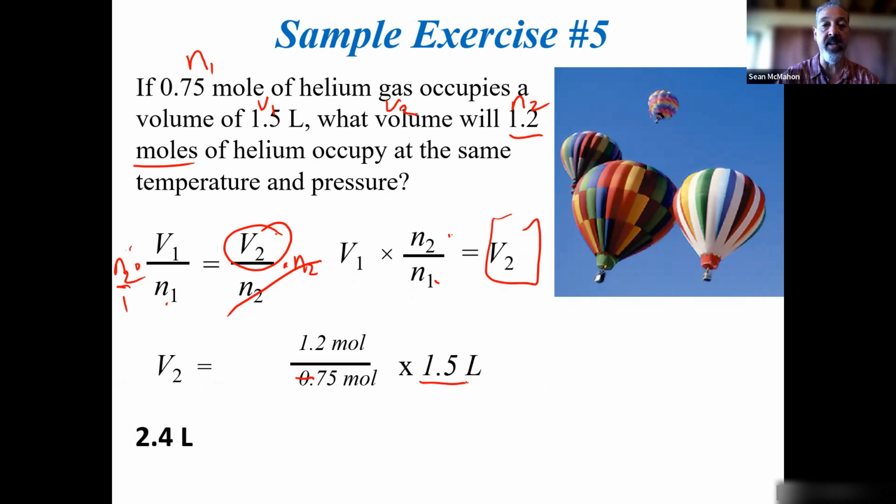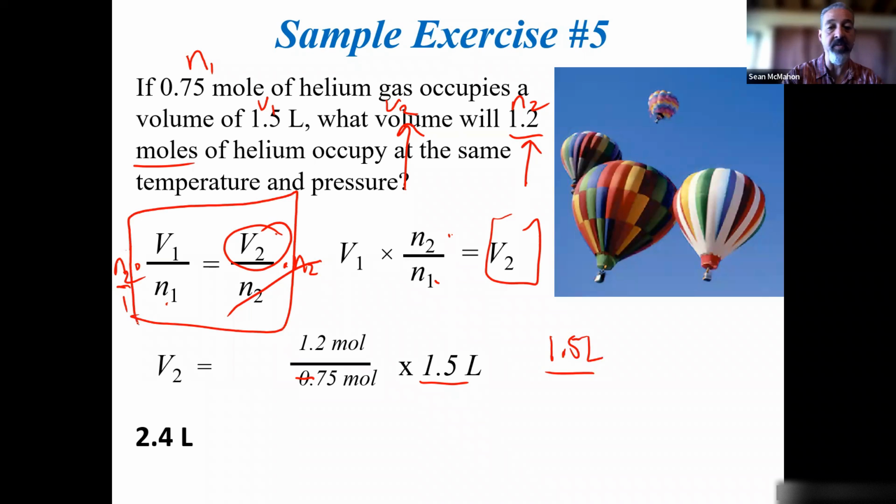Okay, so that makes sense. Moles went up, so volume must go up because they're directly proportional. Now, if we wanted to just plug it in, I'm just taking this equation, solving for V2. So the V1 is 1.5 liters. This is 0.75 moles.